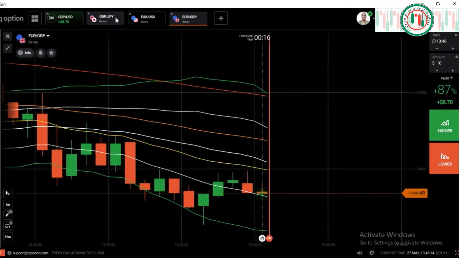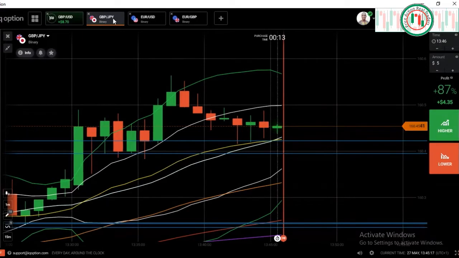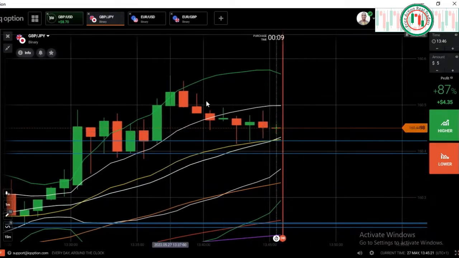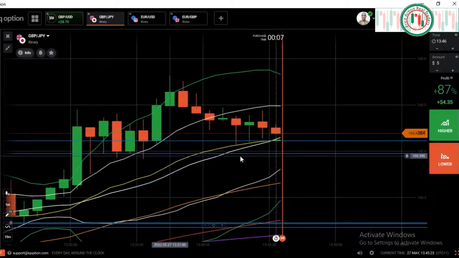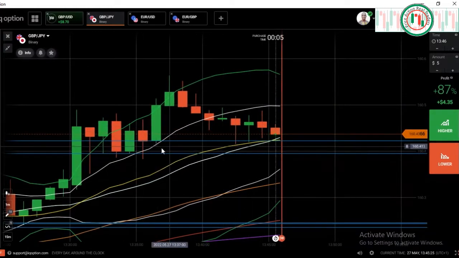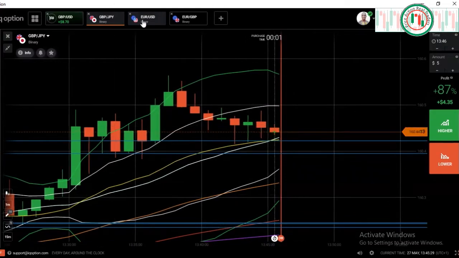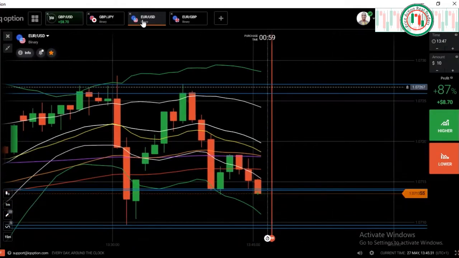Let's check another. But here the market is consolidating. You see multiple touches, so here it is very dangerous to place your trade. You wait for the breakout, then you take your trade.